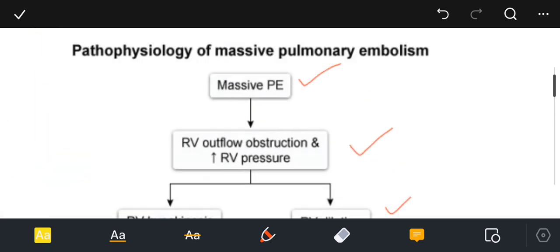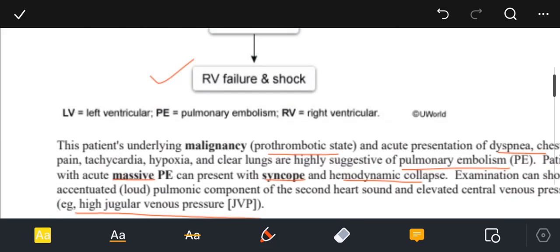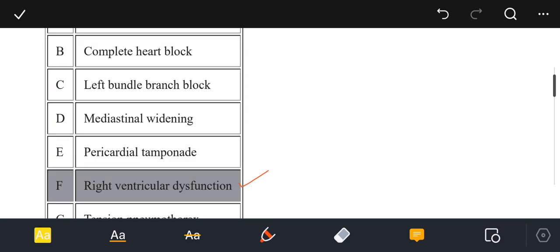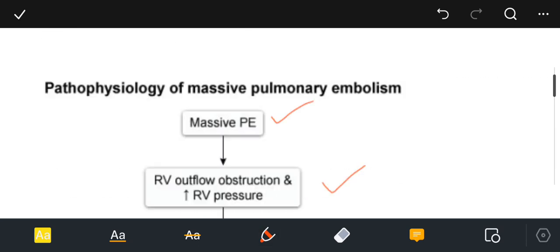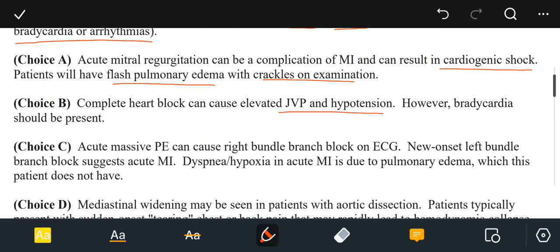Option A, acute mitral regurgitation, is not the option of choice because acute mitral regurgitation can be a complication of MI and can result in cardiogenic shock. The patient will have flash pulmonary edema and crackles on examination. Option B, complete heart block, is not the option of choice because complete heart block can cause elevated jugular venous pressure and hypotension. However, bradycardia should be present.